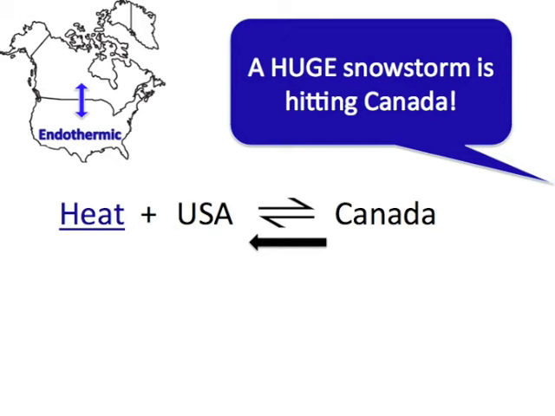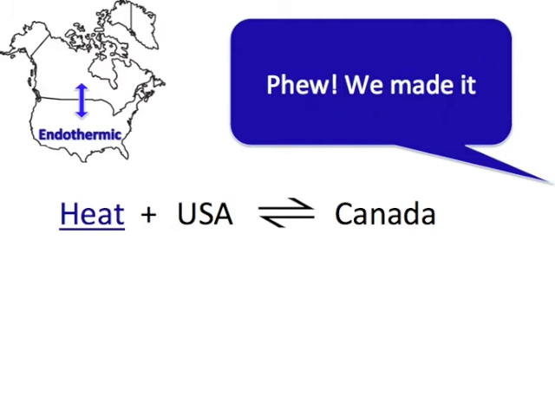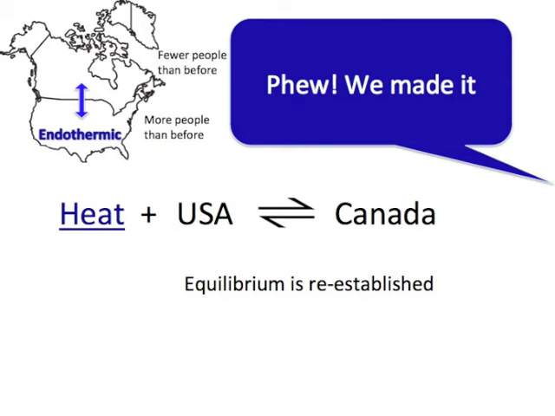Why is this? If we look at the chemical equation, heat is on the reactant side. If we decrease the temperature, we lose heat. If we lose some reactant, the equilibrium will shift to try and make more of it, to recreate balance. Eventually, after the storm passes and equilibrium is reestablished, the rates of reaction will be equal. But now, there are a few thousand more people in the US than there were before the storm.